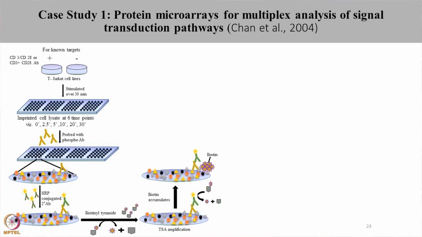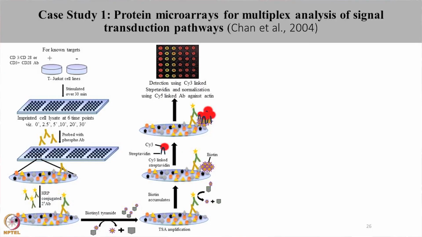Tyramide amplification was further performed in which HRP catalyzes accumulation of biotinylated tyramide. This biotinylated tyramide was further detected using streptavidin, which was labeled with Cy3. Simultaneously, these arrays were also probed with Cy5 linked antibodies to detect the level of actin in the cell lysates. Here in the array picture you can see the red spot shows the actin level, whereas the green spots show the phosphorylation status of the cells.